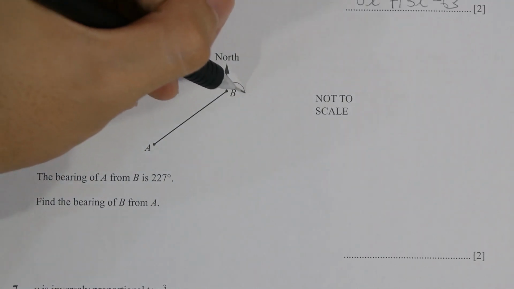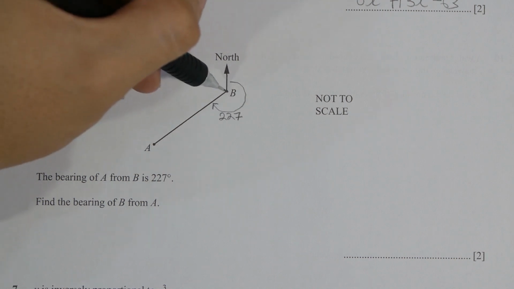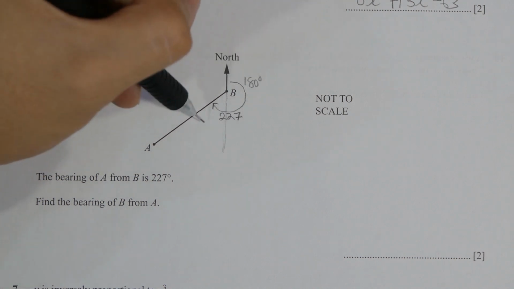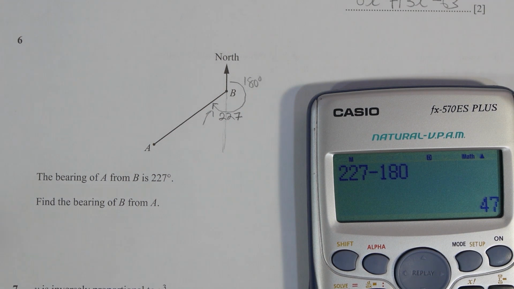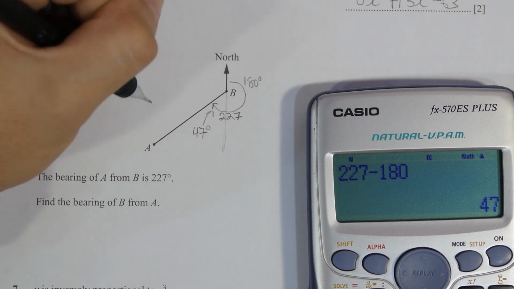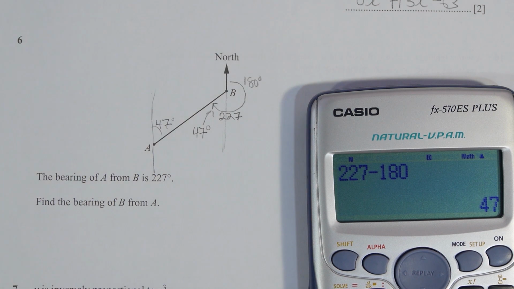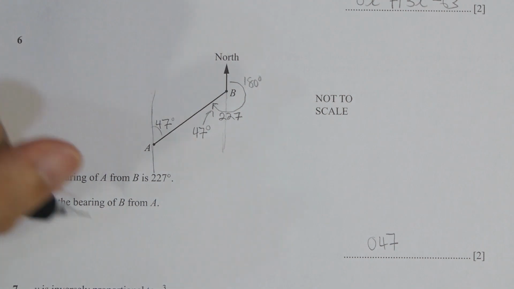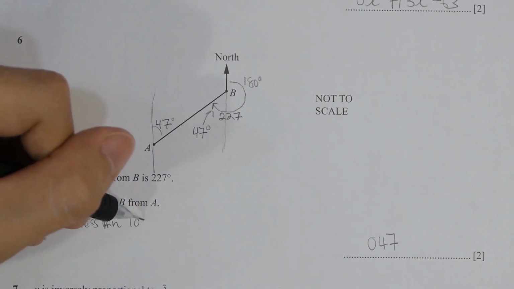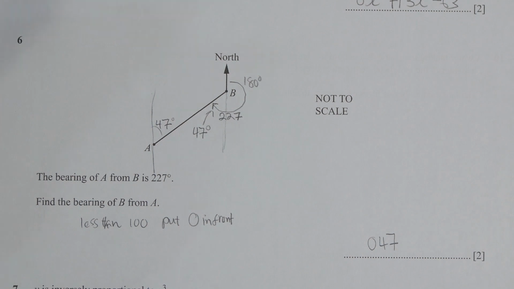Question 6. The bearing of A from B is 227. So the key thing you need to take note of is, if you were to draw a line over there, the value will actually be 180 degrees and the balance will be 47. So for you to find the bearing of B from A, simply utilize the information of 47. Then your final answer will be 047. It's because for bearing, for a value that's less than 100, you're required to add a 0 at the front.